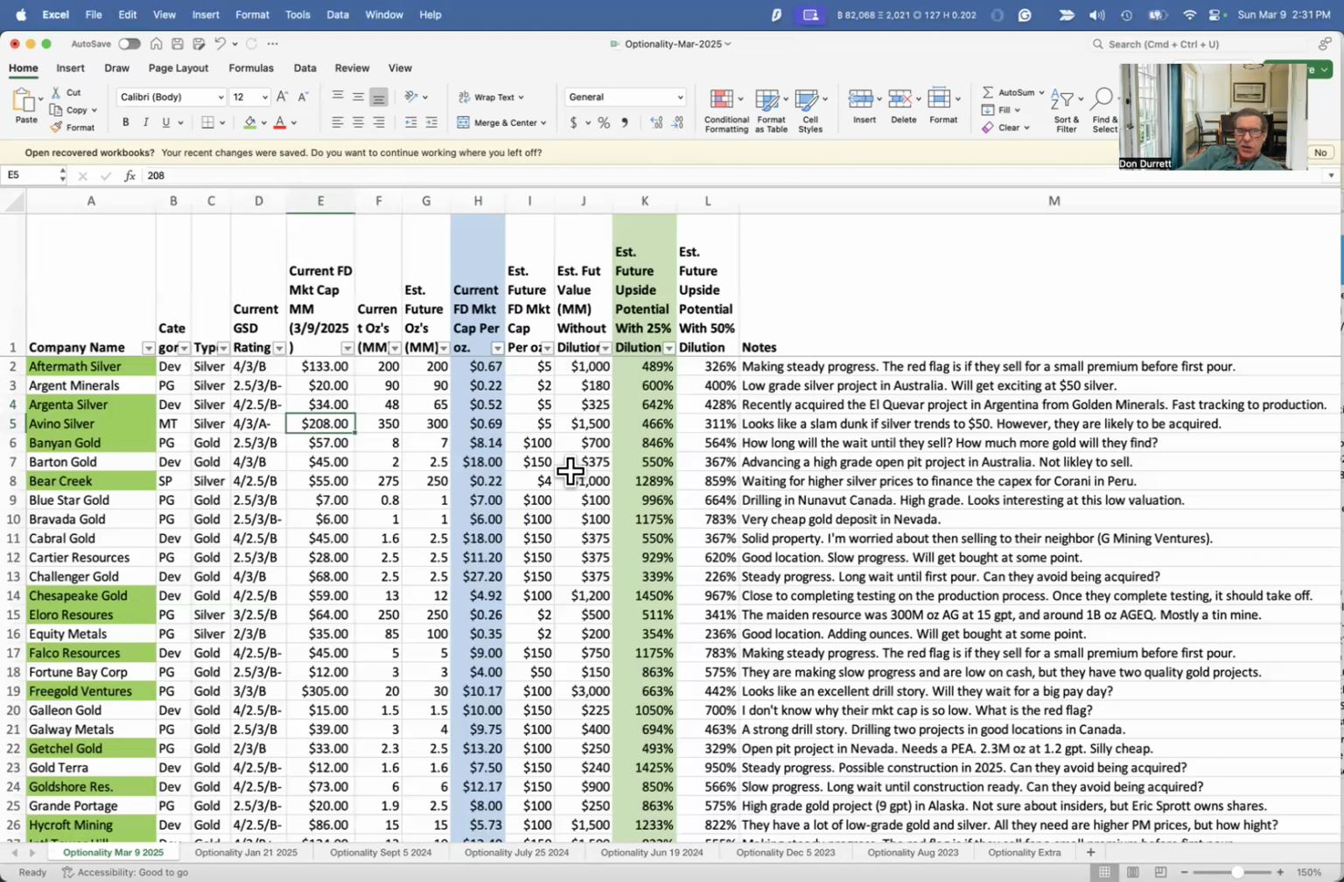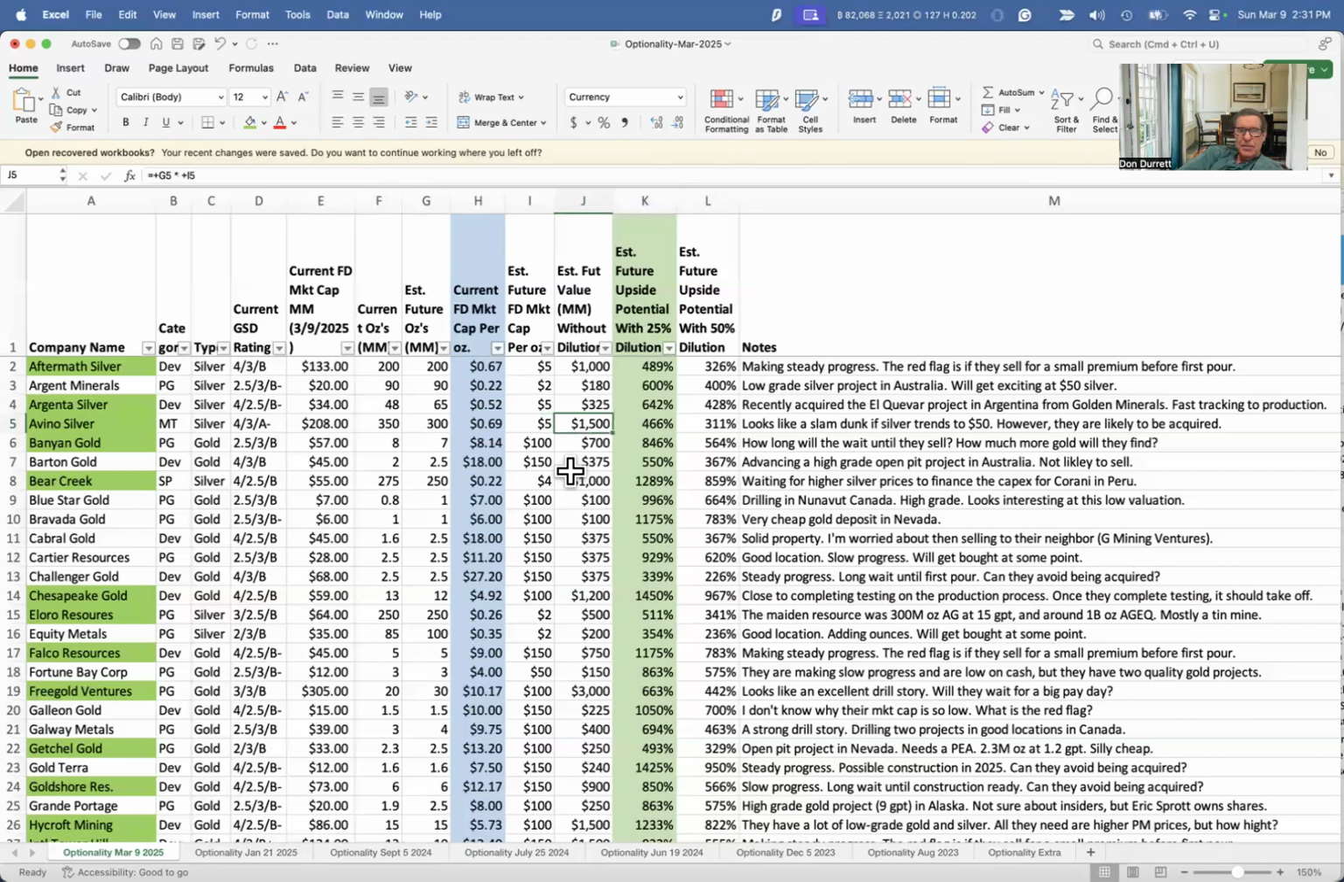Avino, this has always been probably the cheapest producer. So it's a mid-tier producer, and it's on my optionality list. And I'm only giving him credit for 300 million ounces. And at 300, they're valued at 70 cents. At $5, hopefully they don't sell this thing, but just on optionality alone, I think it's worth $5, but I don't think they would sell for that.